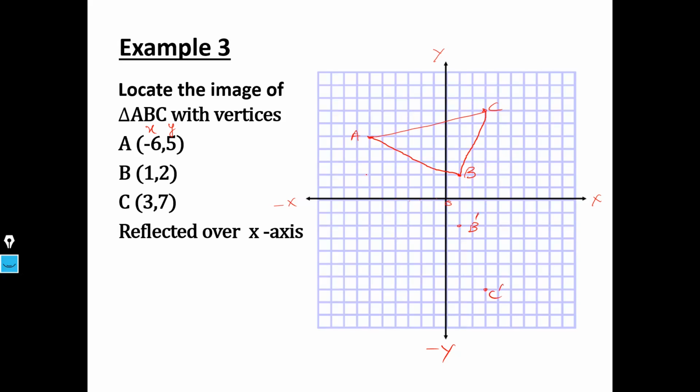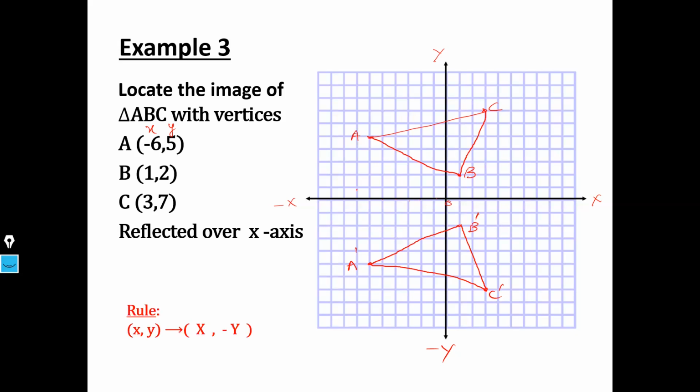Then A is 5 units up, so it will be 5 units down: 1, 2, 3, 4, 5. That's it. This one is A dash. We join A dash to B dash, then B dash to C dash, and C dash with A dash. So this is the reflection of the pre-image, or we can say original shape, ABC to the image A dash, B dash, C dash. And this reflection is along the x-axis.